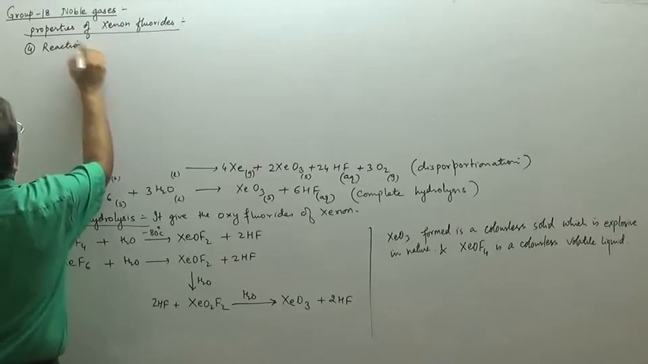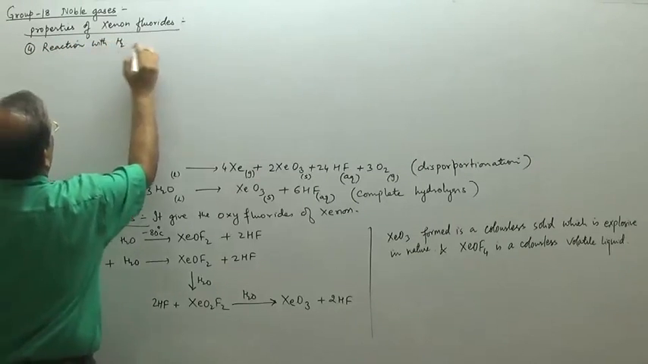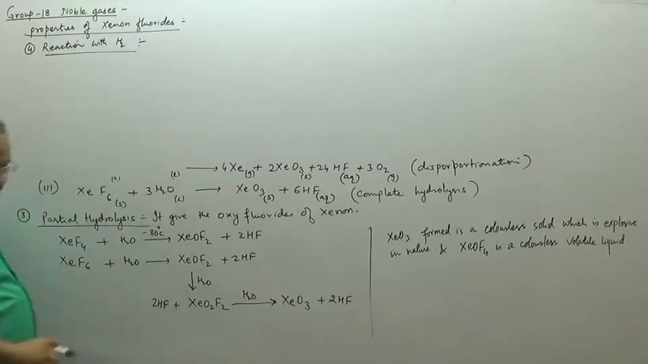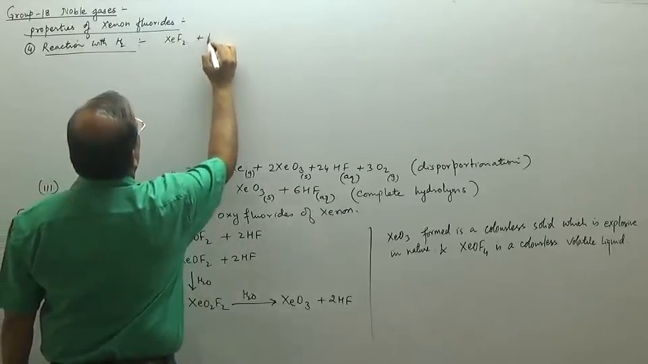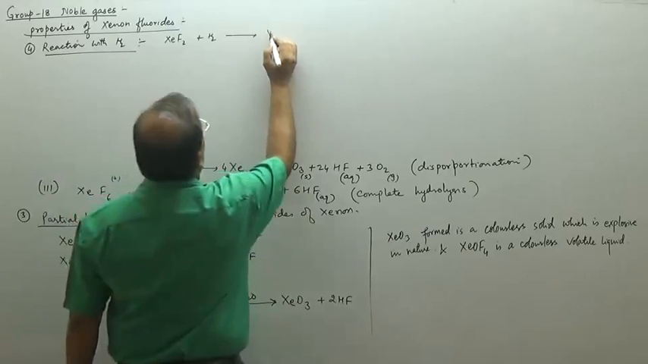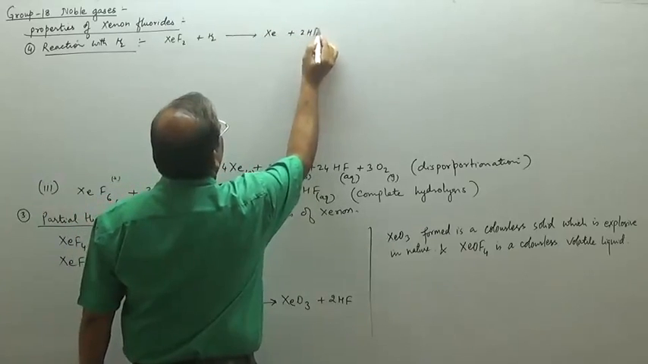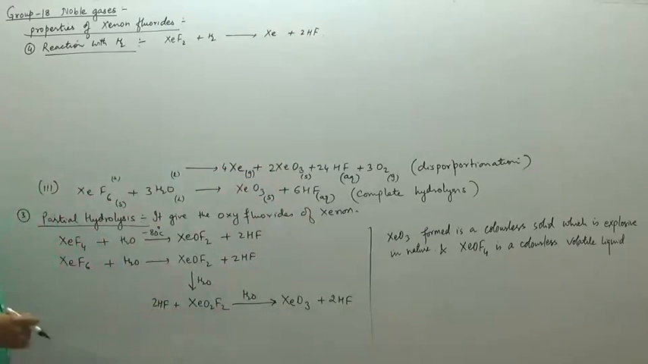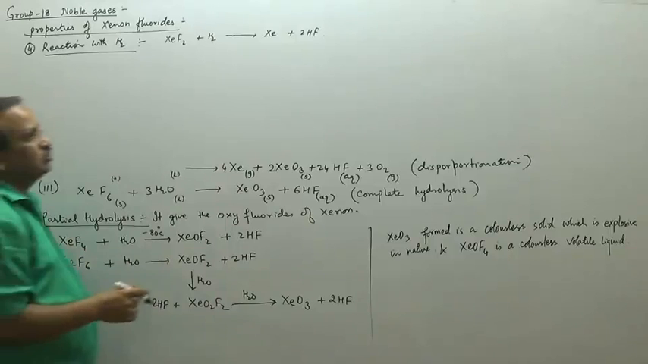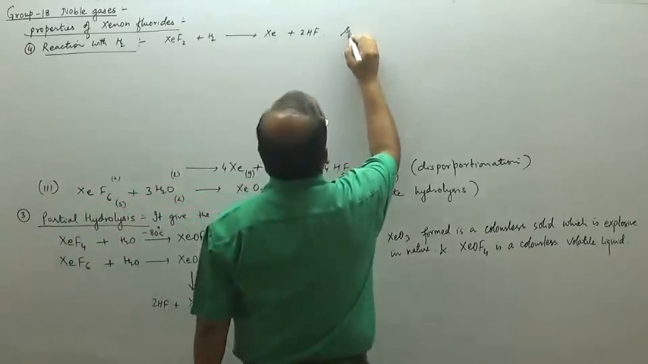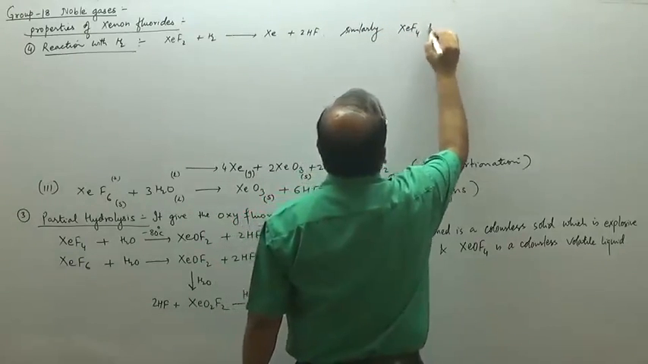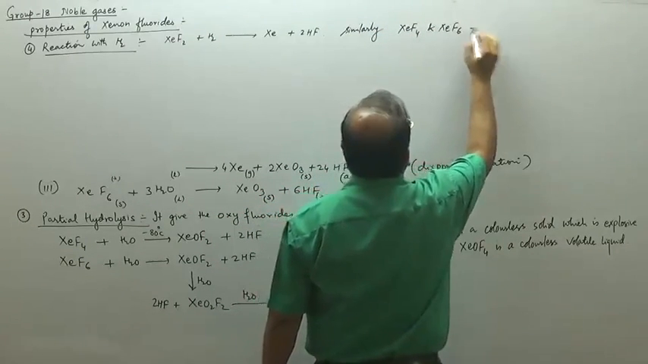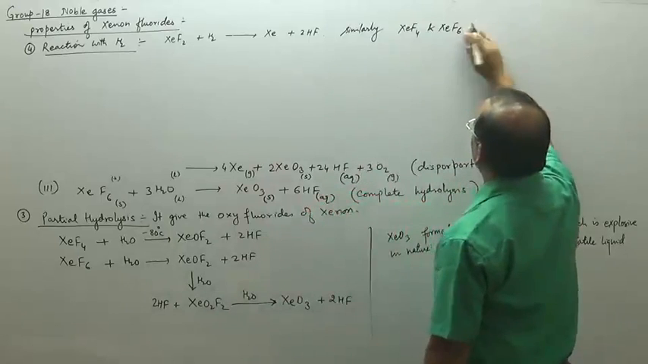If I write the reaction with H2, all react: XeF2 reacts with hydrogen to form xenon plus twice HF. So that is how we can get the reaction with hydrogen. Similarly, XeF4 and XeF6 also react with hydrogen.